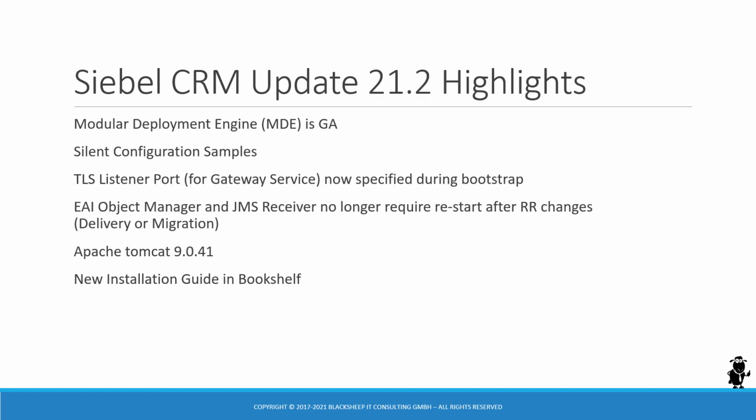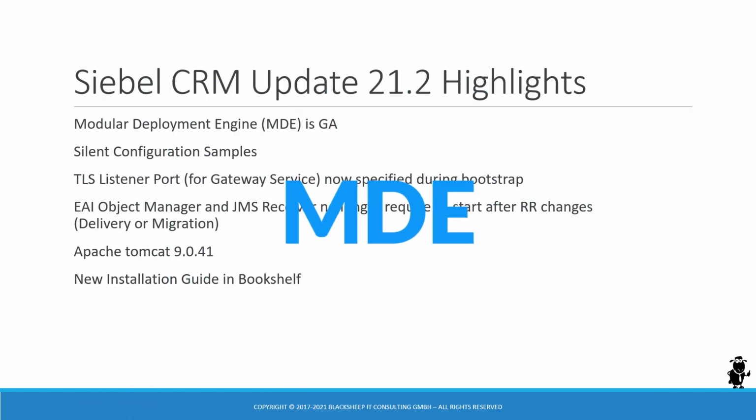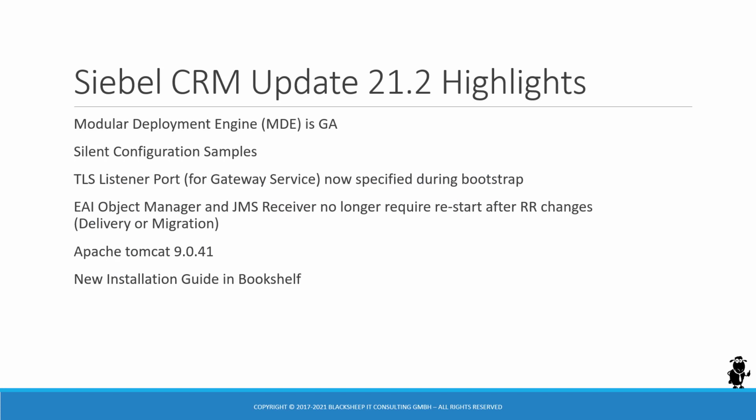Hello and welcome to this presentation of the Siebel CRM Update 21.2 highlights. 21.2 has been published a few days ago in February 2021. And the biggest highlight is, of course, the Modular Deployment Engine, or MDE, is now generally available. It was available since 20.5 for members of the Early Adopter Program.